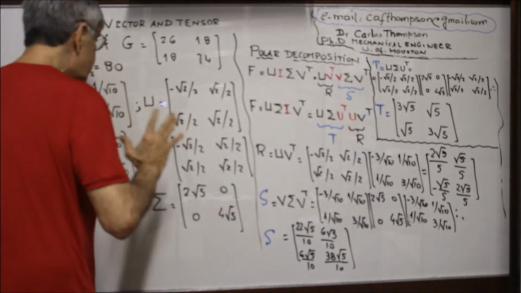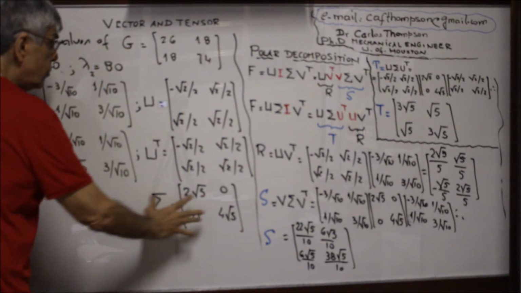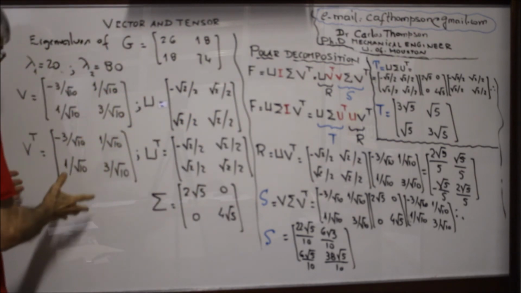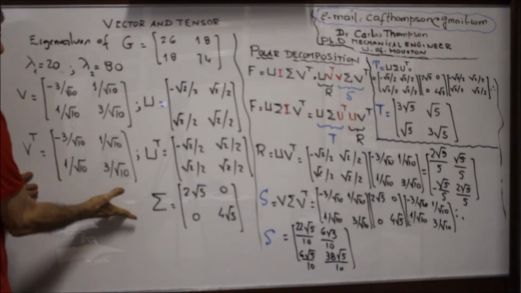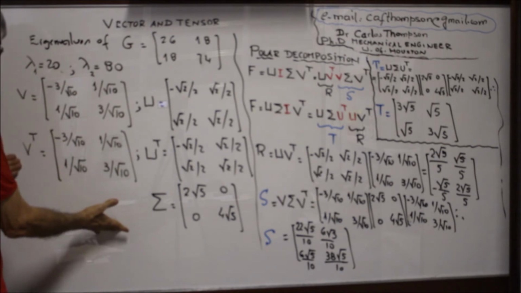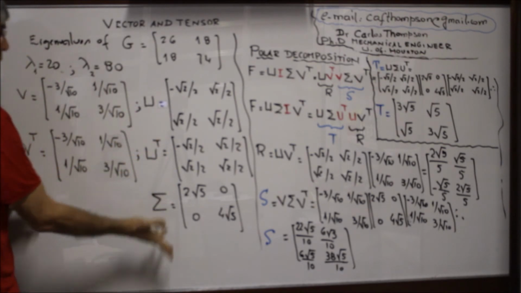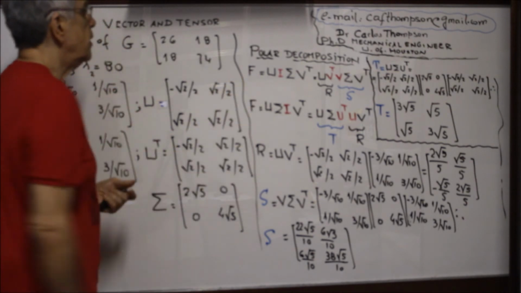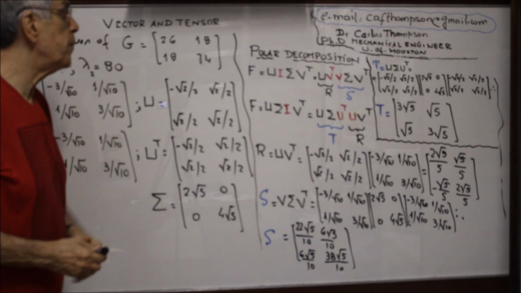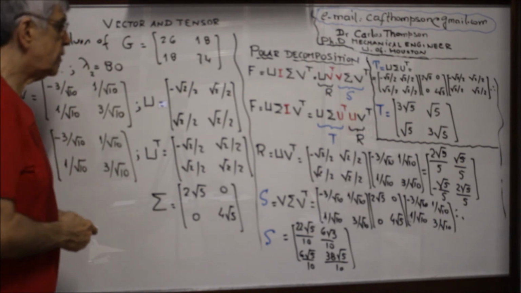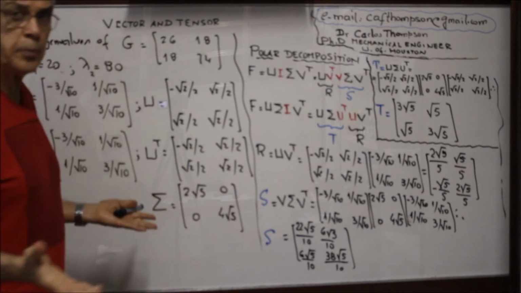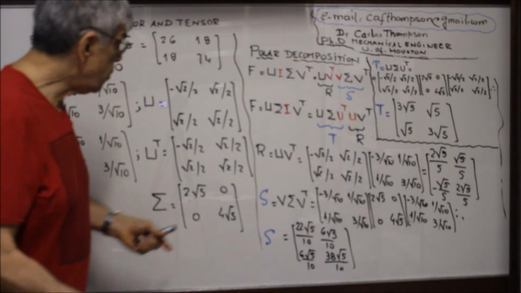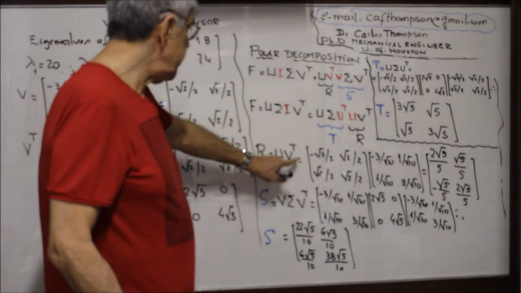Now, if you observe all these matrices that we need for polar decomposition, they are available here. Just look. You have V, V transpose, U, U transpose, and sigma. And F also. F, don't forget, is the deformation gradient. Now multiply matrices. There is no problem in multiplying matrices. So in this case R is U V transpose.